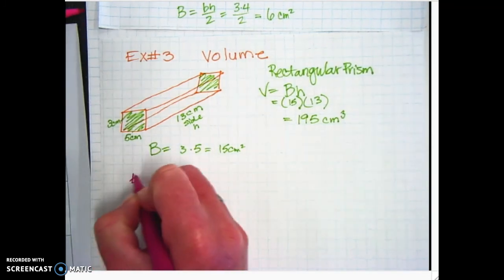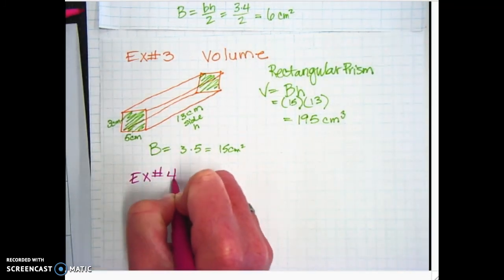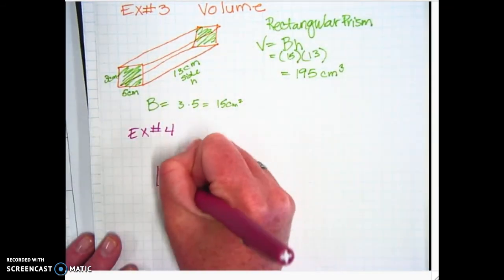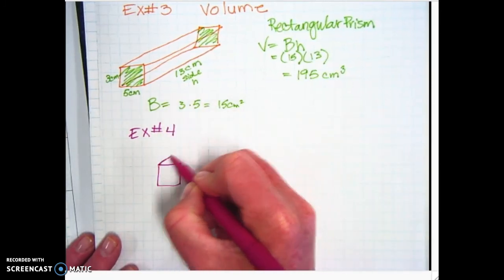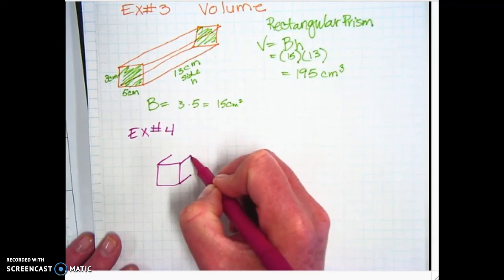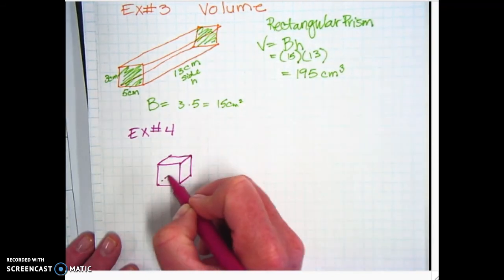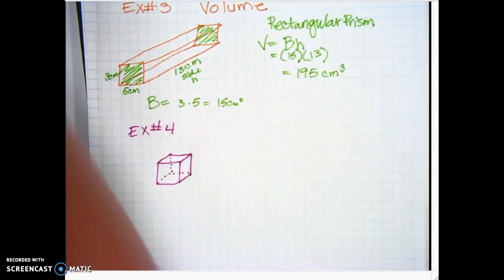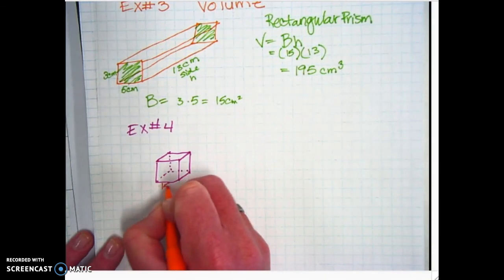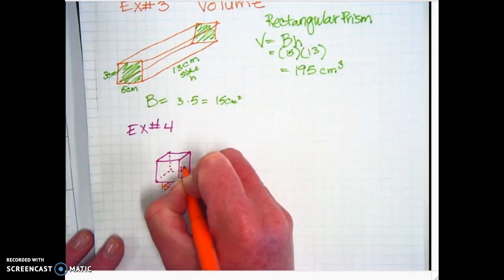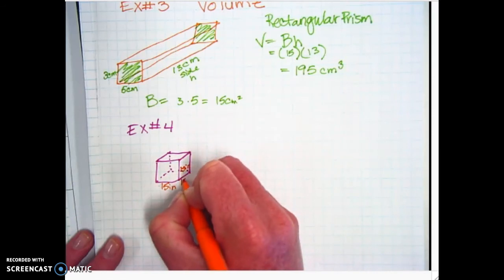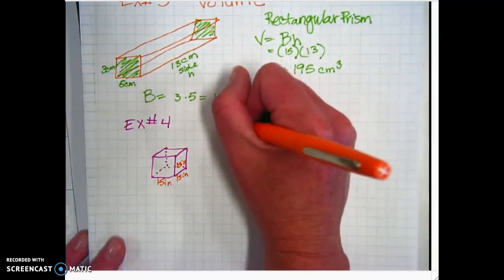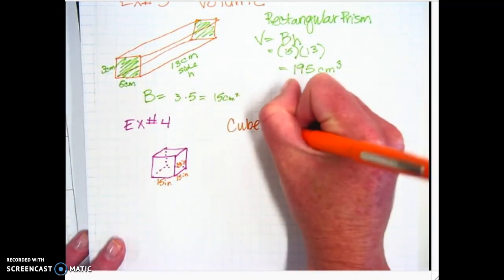All right, example number 4. We're going to do another volume problem. And I'm going to give you some measurements here. This side is 15 inches. This side is 15 inches. And this side is 15 inches. That makes this a what? Cube. Cube, or you can call it a rectangular prism.